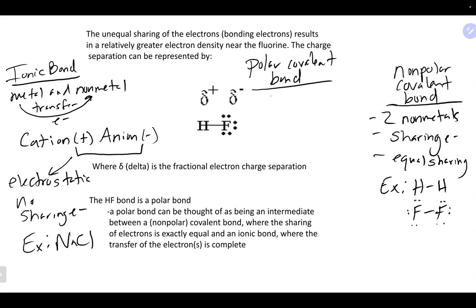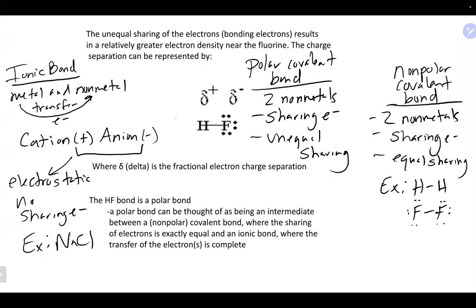Also between two nonmetals. Also sharing of electrons, but it is unequal sharing of electrons. An example would be our HF. That creates, as we just talked about, a side of that bond that's more positive and a side that's more negative. It creates those partially charged parts to that bond.